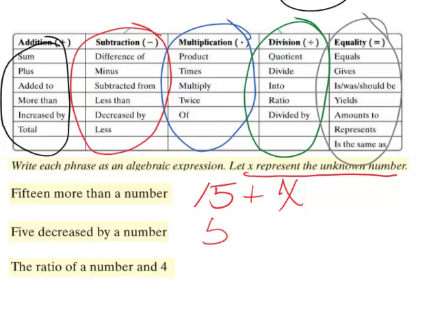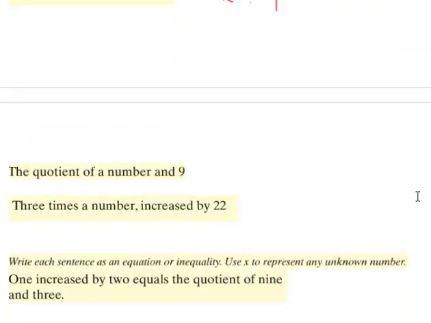5 decreased by a number. So I'm going to go 5. I can see decrease by is under subtraction. So minus a number. The ratio of a number and 4. So if I look for ratio, here's ratio here under division. So I'm going to write my number, which is x, divided by 4. So the order in which you see them is typically what we end up writing. There's a couple of sort of special cases when we need to write it in a different way, and I'll show you if we have one like that.